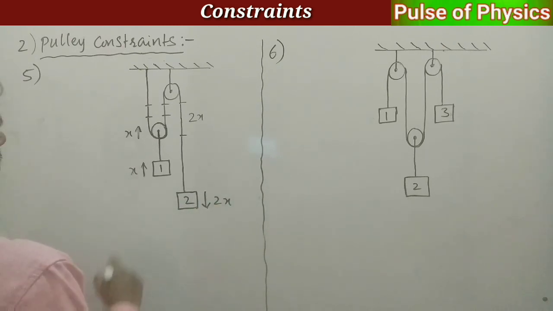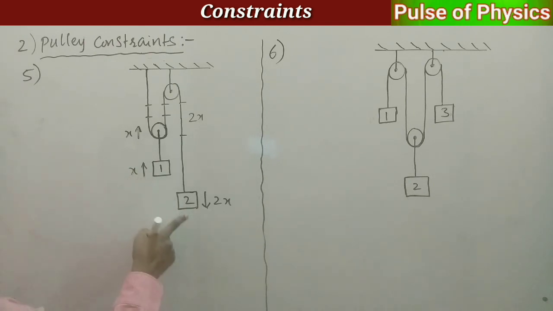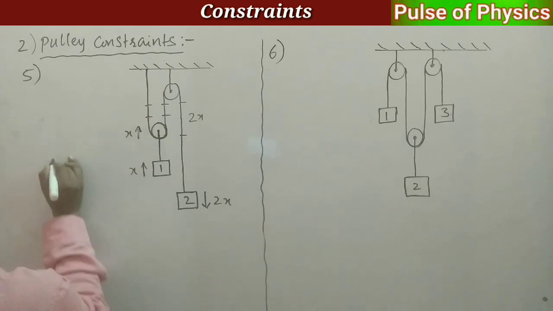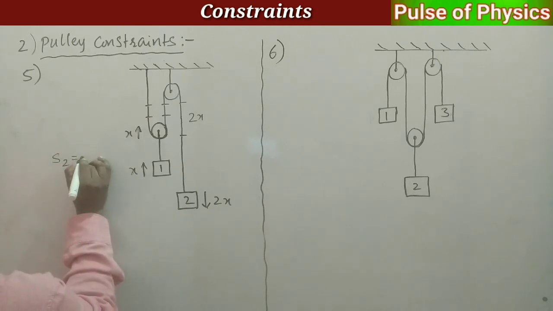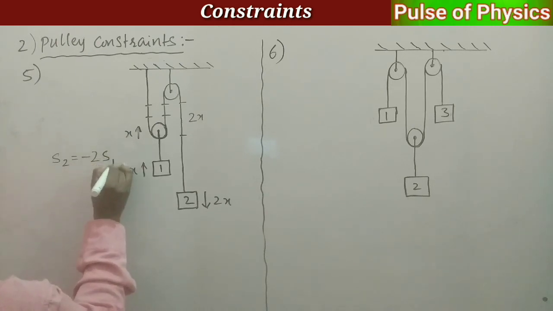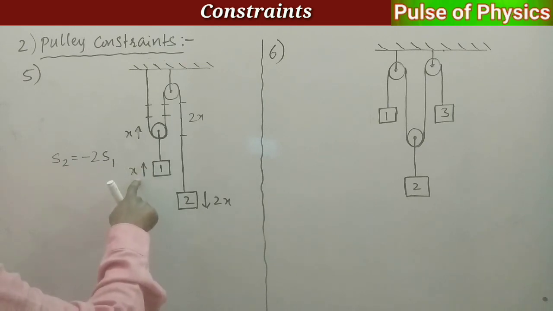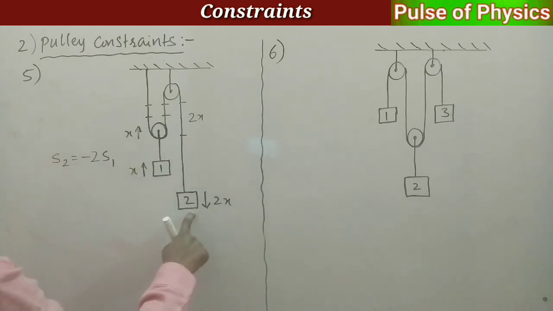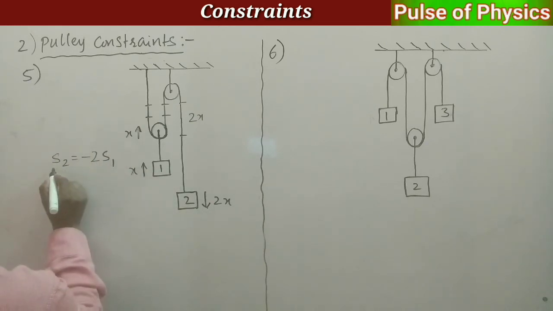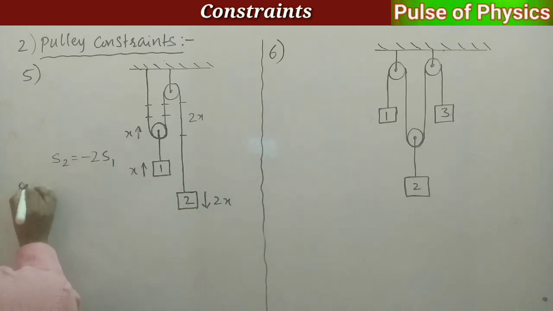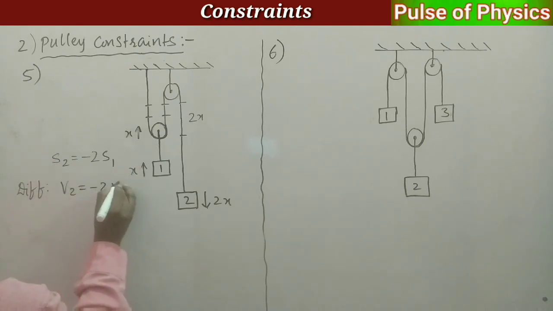In this, displacement of the first block and second block, you compare. Displacement of second block is equal to 2 times the displacement of first block. Here minus represents it moves upward. This plus represents this moves downward, opposite in direction. Here this is the relation. Differentiate with respect to time. We will get V2 is equal to minus 2V1.